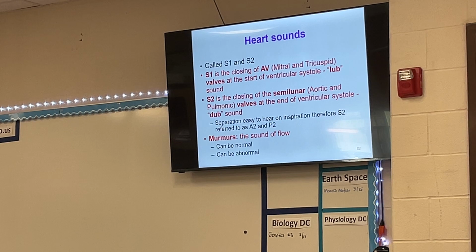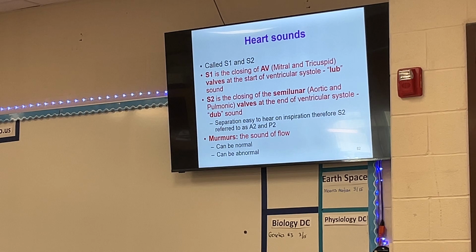So the heart sounds, we've already mentioned this, but this is getting a little more in depth. The heart sounds are called S1 and S2. S1 is the closing of the AV valves, which are the mitral and the tricuspid. Mitral is also called the bicuspid. We already mentioned that as well. That creates the lub sound. S2 is the closing of the semilunar valves, the aortic and the pulmonary semilunar valves. And this is the end of ventricular systole, and that creates the dub sound.